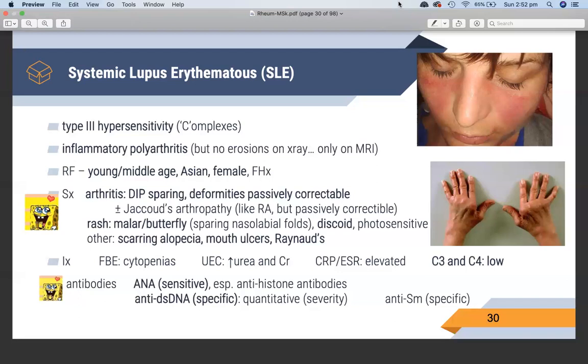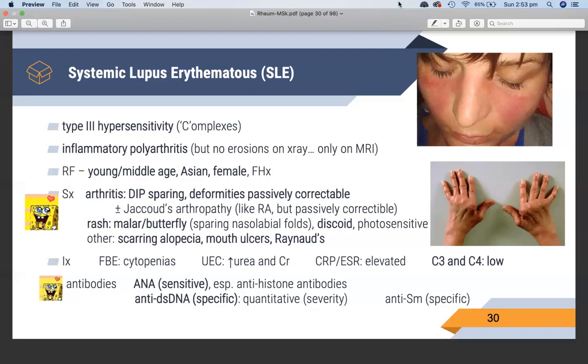You get your typical butterfly or malar rash, which spares the nasolabial folds. You can also get other rashes, like the discoid rash on your back, often a photosensitive rash as well. And then you can get scarring alopecia, mouth ulcers, Raynaud's. This is a very systemic illness.